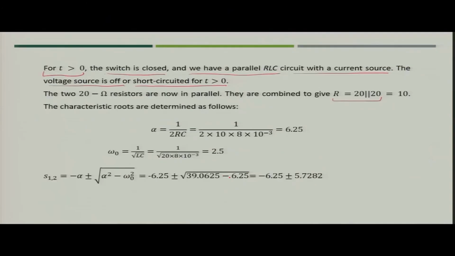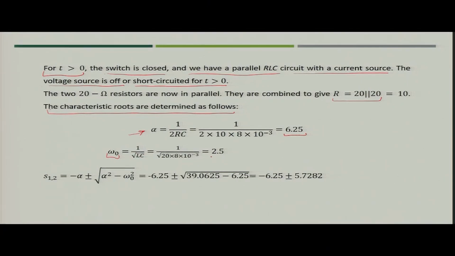So, what can we do now? We can apply the equations which we got in the case of the parallel RLC circuit. Characteristic roots we can simply determine with the help of the values which we calculated previously. Alpha is nothing but 1 by 2RC. If you put the values, R is 10 and C is 8 millifarad, so it becomes 8 into 10 to the power minus 3, and we get the value of alpha as 6.25. Similarly, omega naught is nothing but 1 upon root LC.